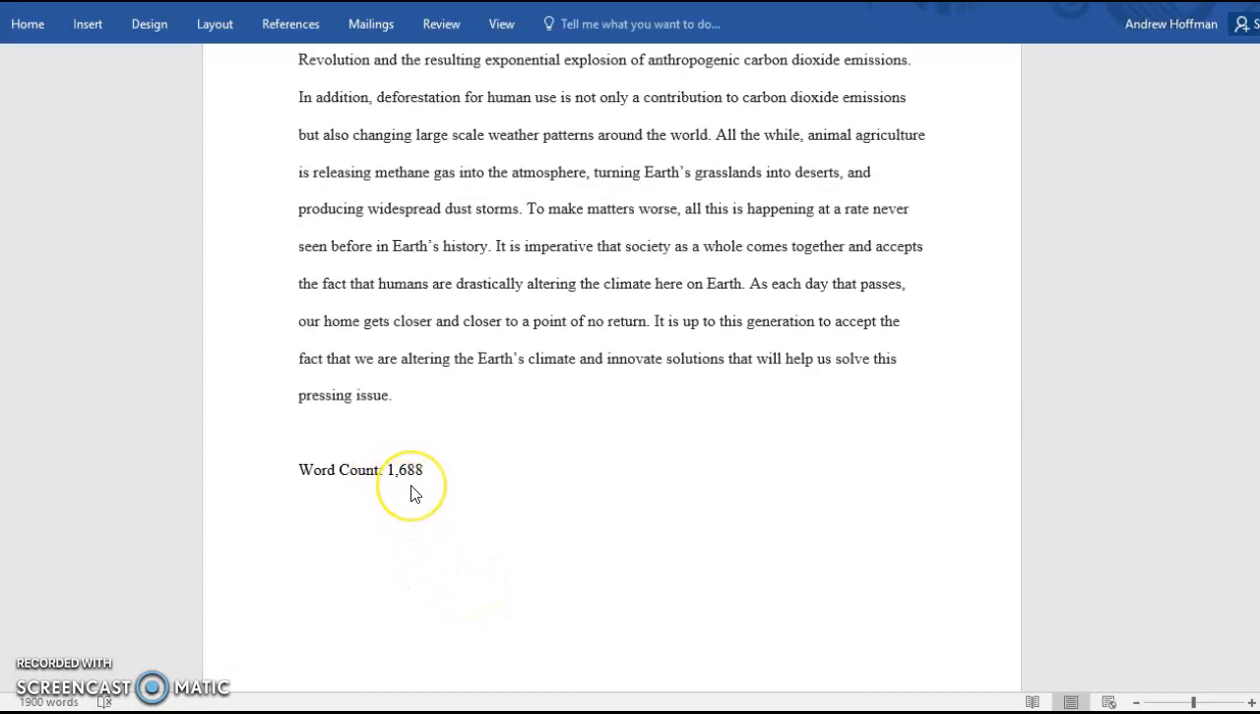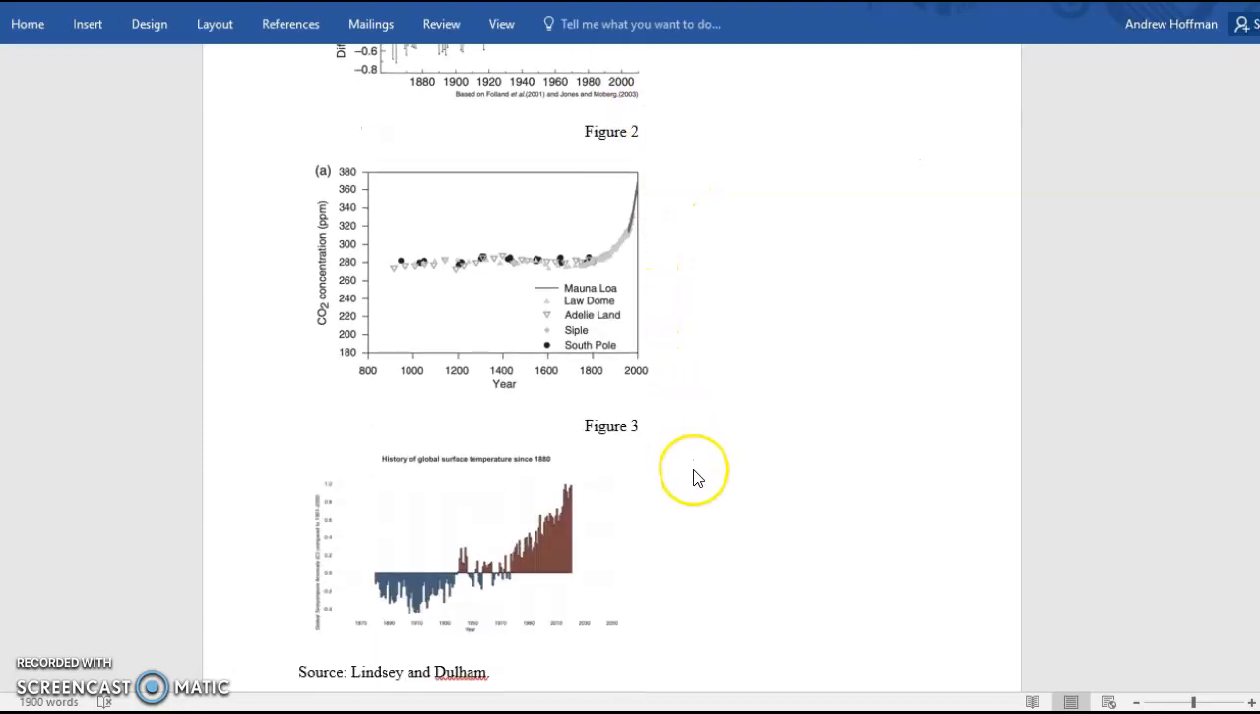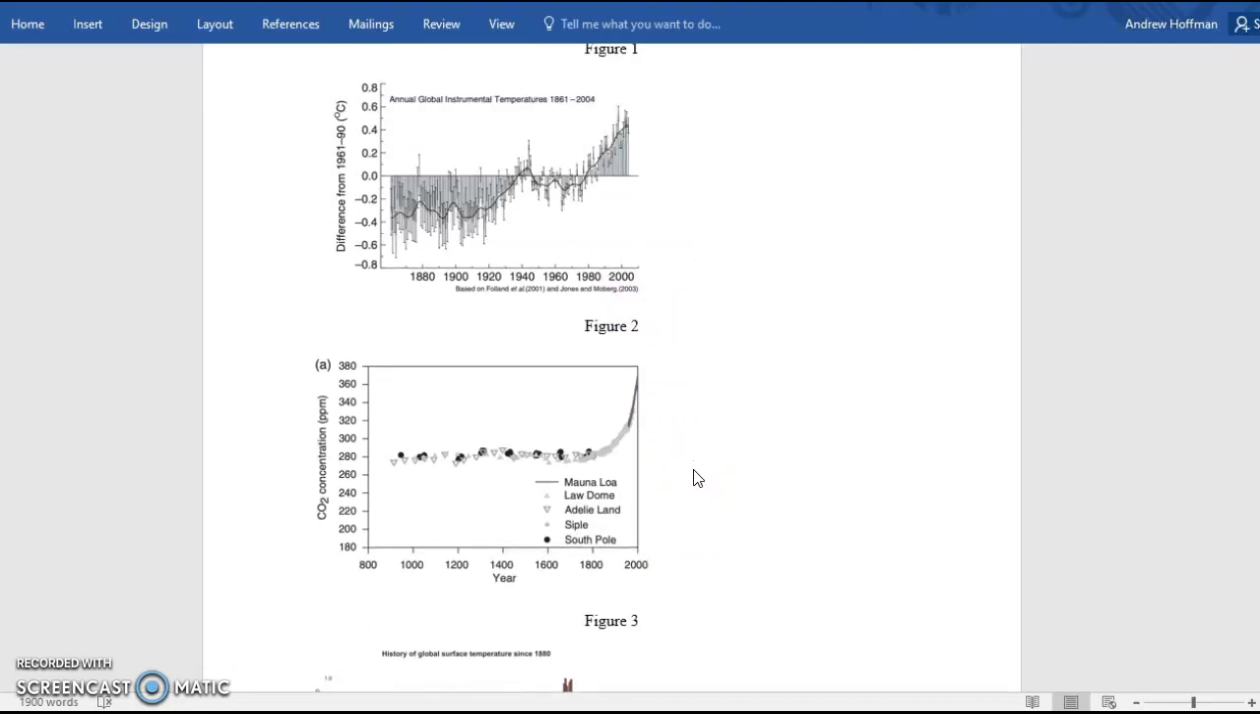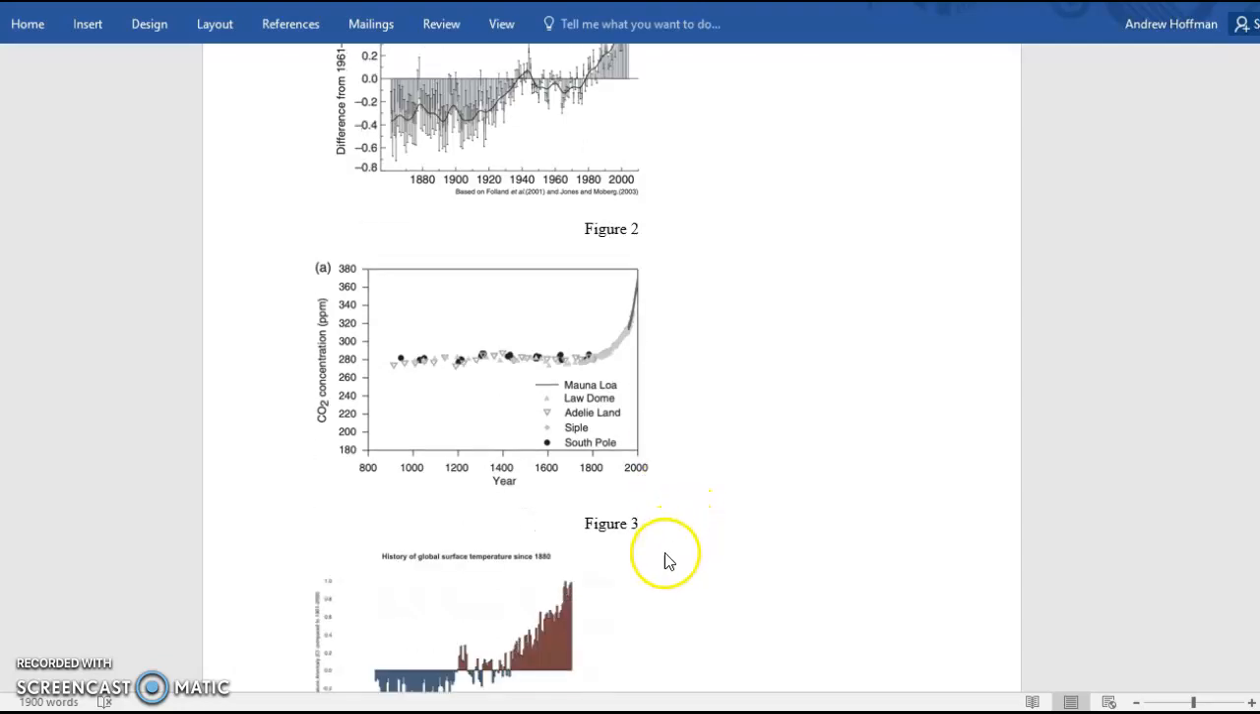Word count here, 1688. This is basically just the words of the essay. It does not include the works cited page or the figures. Speaking of the figures, I showed you these before. There's the title, Appendix, Figure 1, Figure 2, Figure 3. These all fit on one page. That may not always happen for you. You may need more than one page of appendix. Also, it is acceptable to incorporate the figures or tables directly into the text itself. That's something you could choose to do instead, although most of my students use the appendix approach because I think it's a little easier to format.